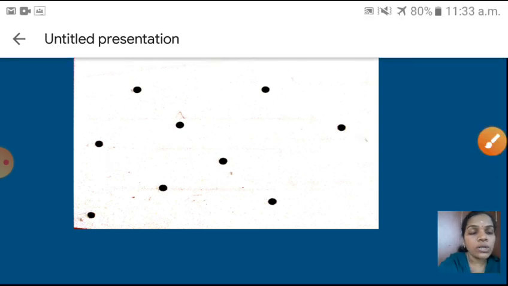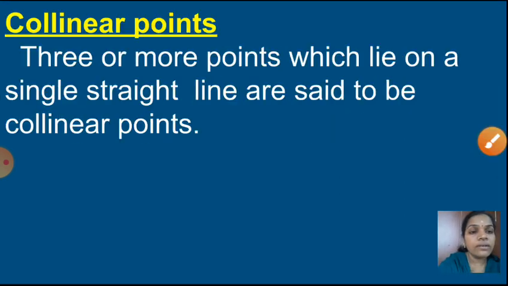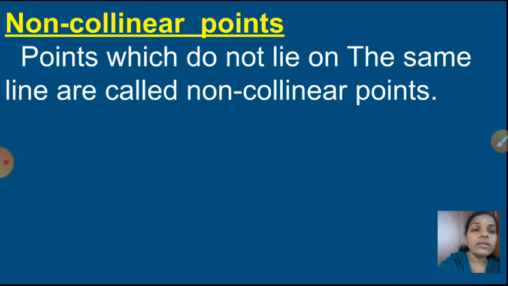So I hope you understood now. Once again I will read here. Points which do not lie on the same straight line are called what? Non-collinear points. Okay, shall we go to next?